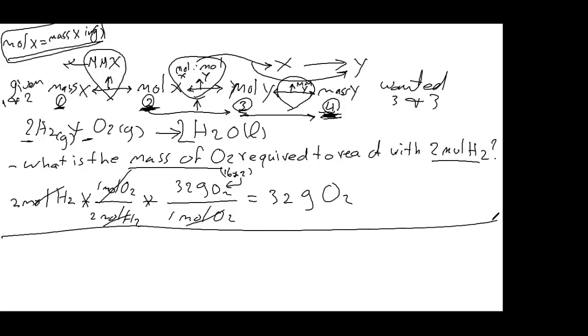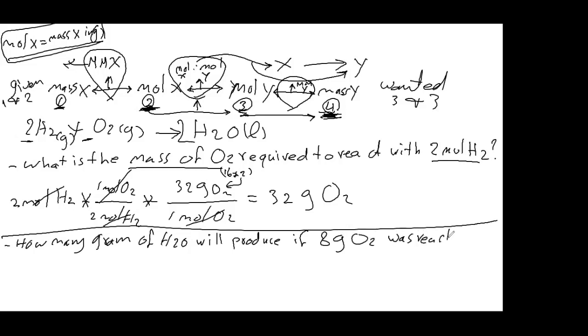Okay. Now let's keep going. Practice with another example for the same reaction. Let's say, how many gram of H2O will it produce if 80 gram O2 was reacted.